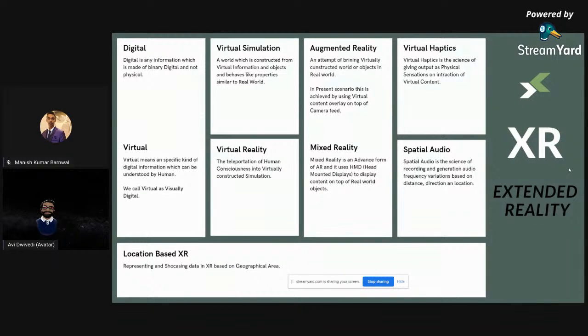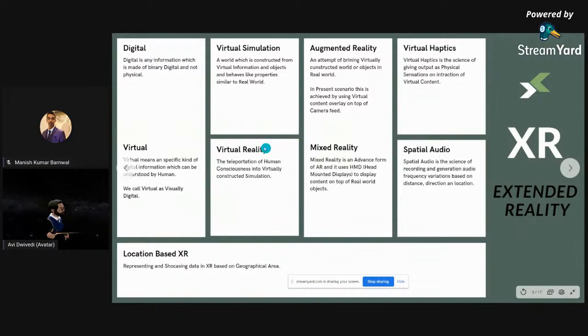Clear? Then what is virtual? We understood that any information like an MP3 file is made of bits and bytes, it's a digital file, a digital copy. But what is virtual? Virtual is a specific kind of digital copy which can be understood by humans. For example, this slide you are looking at is a digital version of some information, and when you see it, you can make sense of it. A human can make sense of virtual things. Digital is meant to be understood by machines, the virtual is meant to be understood by humans. This is the key difference between virtual and digital. We call virtual visually digital, and who has the visuals? Humans have the visuals.